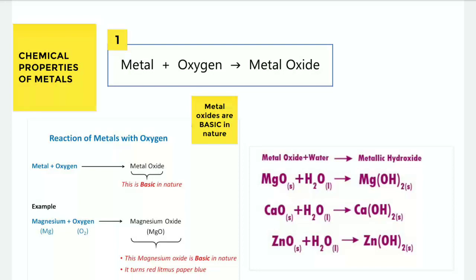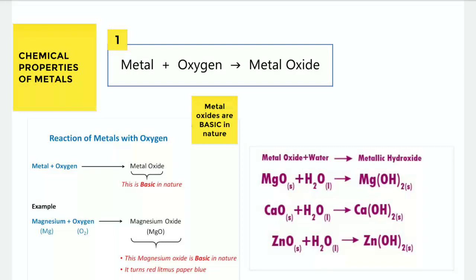Okay children, now let's have a look into the chemical properties of metals. The first property of metal that we are going to learn is reaction with oxygen. Metals will react with oxygen to give metal oxide.